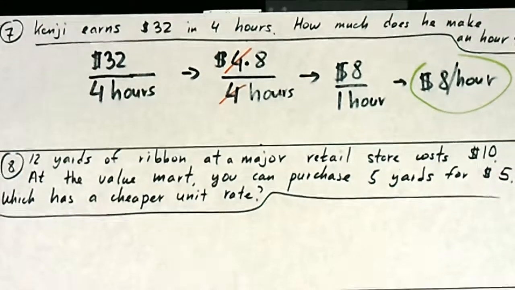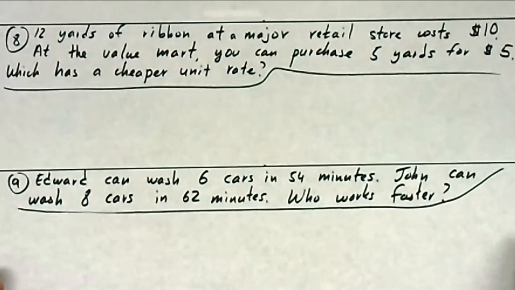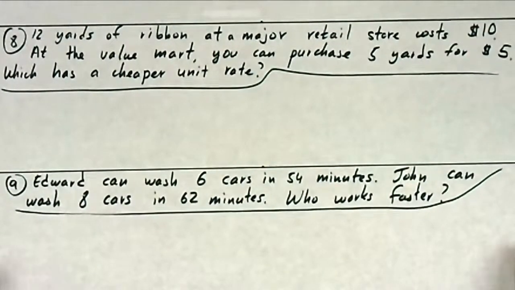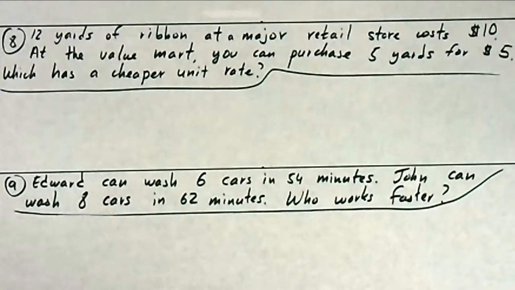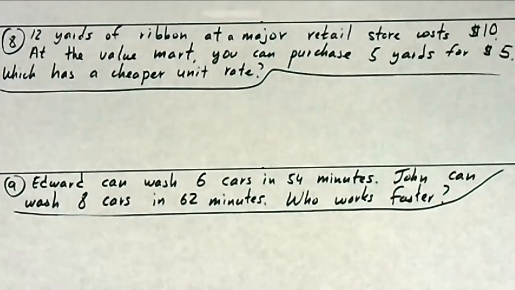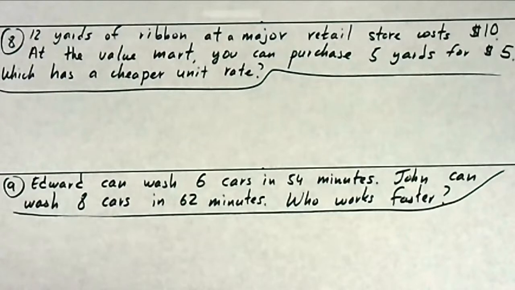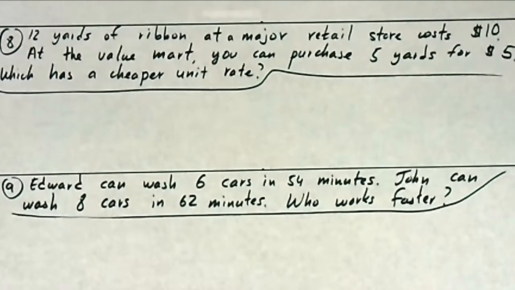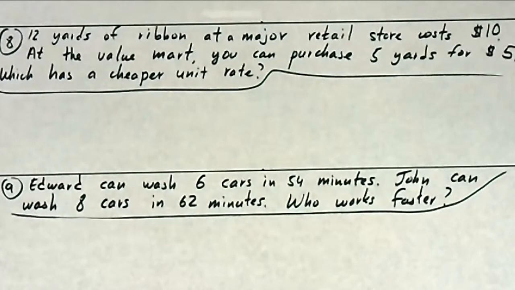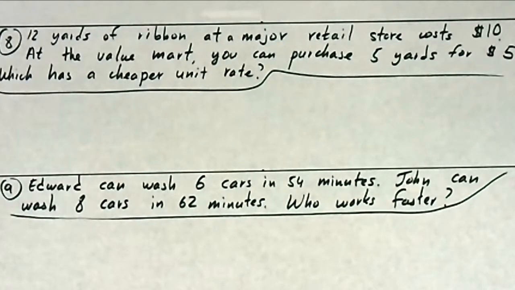Then let's take a look at number 8. Can someone read this problem out for me? Alright, so we have 2 stores selling ribbons and we're trying to figure out which one is cheaper. What would I do? What's my first step? Well, I need to find the unit rate of the ribbon at each store, and that'll tell me which one is the cheaper of the two.